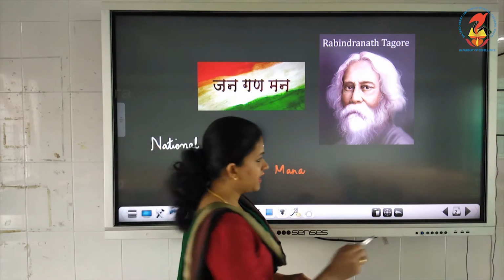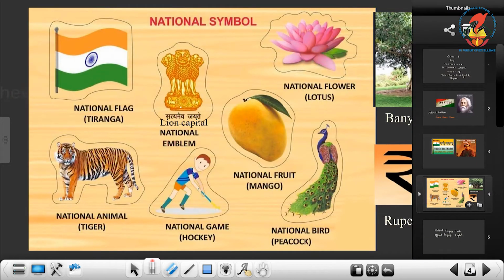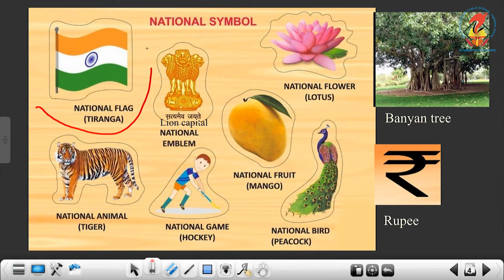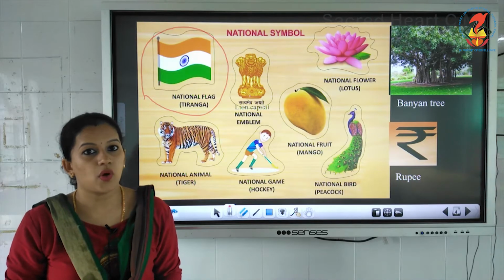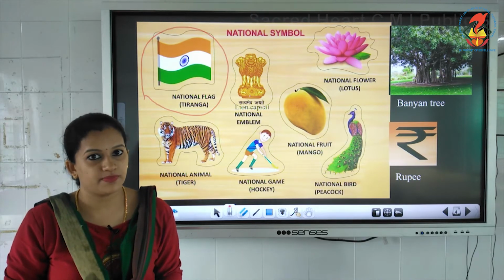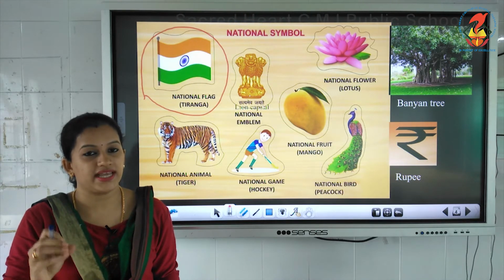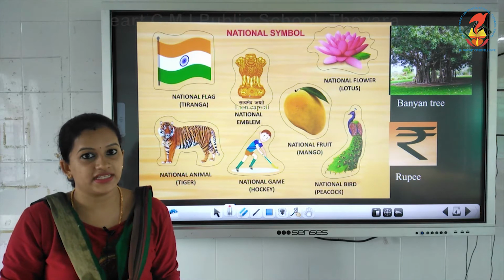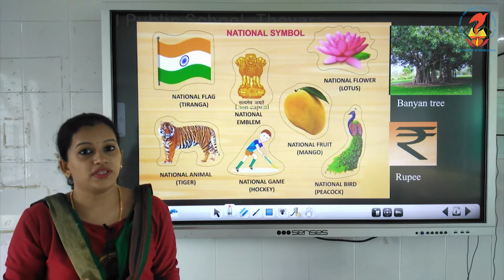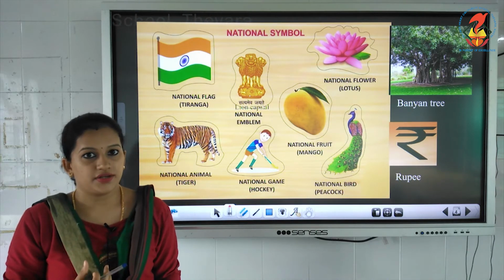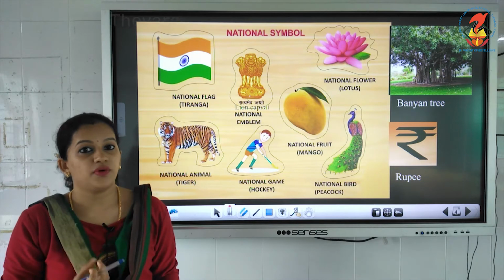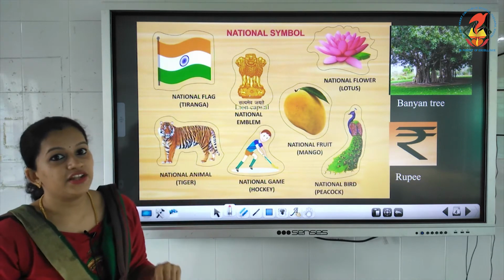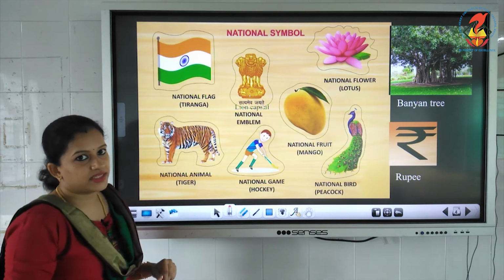Then the next major symbol is our national flag. Here I have shown the picture of our national flag. This is the next major symbol. You know that whenever the flag is hoisted, we stand in respect, isn't it? Without making any noise, in attention, we stand in respect. We even salute our national flag, isn't it? It is to show respect for the national flag and our country, to show the patriotic value to our country. So the national flag of our country is the next major symbol.